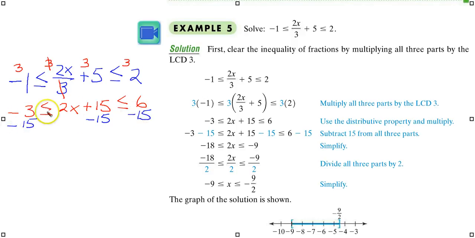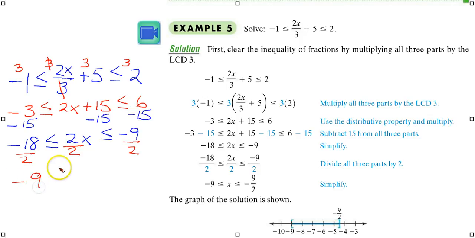We're doing the same thing to each part of our inequality. So this is negative 18 is less than or equal to 2x is less than or equal to negative 9. Now, again, we want to isolate the x. So we're going to divide each part by 2. This gives us negative 9 is less than or equal to x is less than or equal to negative 9/2.